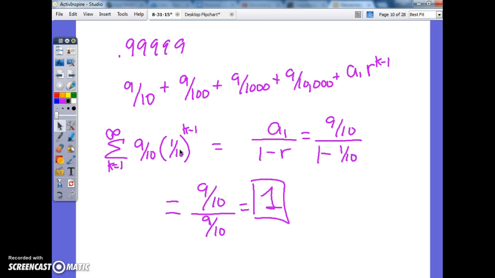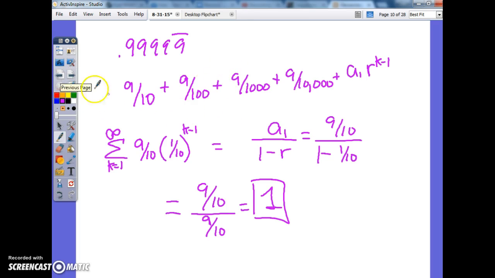Okay, the last thing, I'm going to wrap this up. So a sub 1 is 9/10, and 1 minus r, which is 1/10. 1 minus 1/10 is 9/10. So 9/10 over 9/10 equals 1. So we're just proving that this 0.99999 repeating is actually 1 by using our formula.